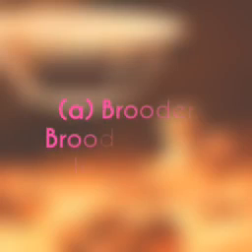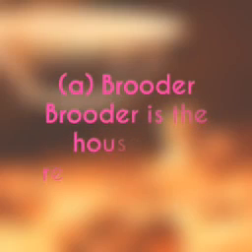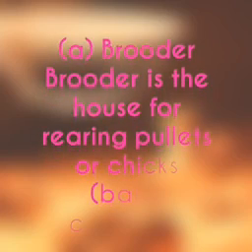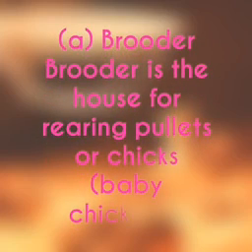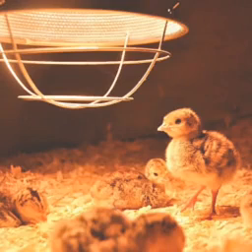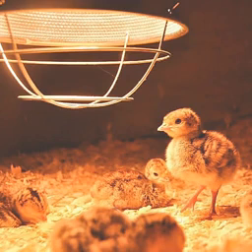The first is the brooder. Brooder is the house for rearing pullets or chicks, that is baby chickens. Wood or aluminium is used to make a brooder. It also has a space for water and feeding troughs. Electric bulbs are installed to serve as light and warmth for the chicks.